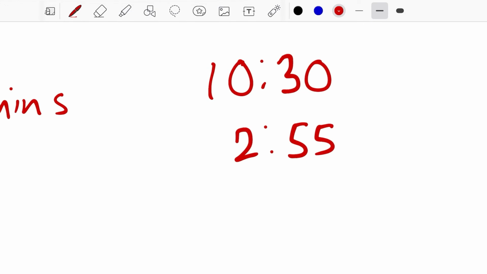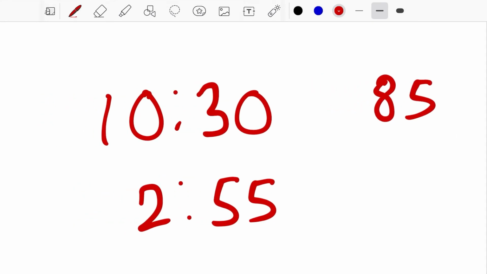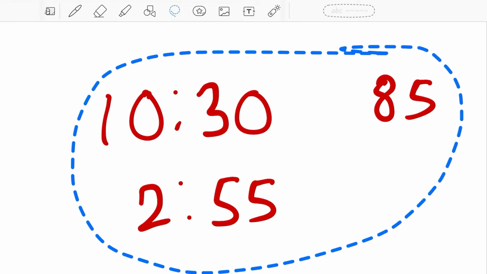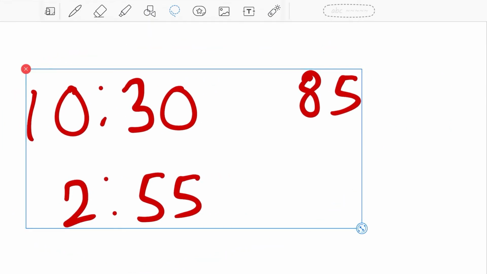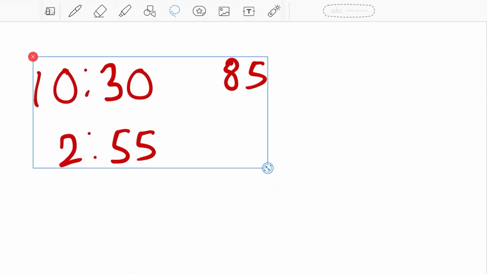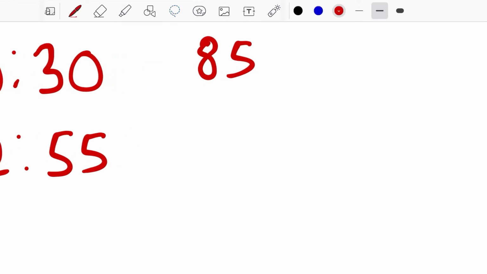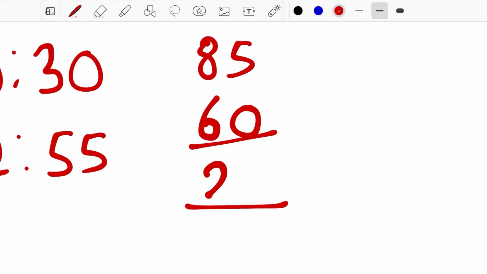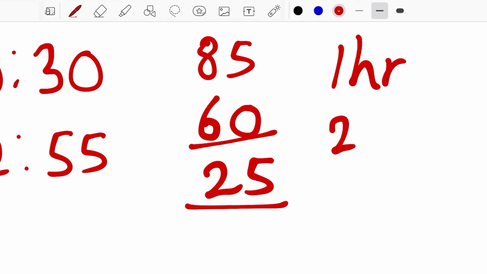So 30 plus 55 is 85. So we want to convert 85 to minutes and hours. So we must subtract 60. So that will leave us with 25. So the 60 that we subtracted is 1 hour. So that's 1 hour and 25 minutes.